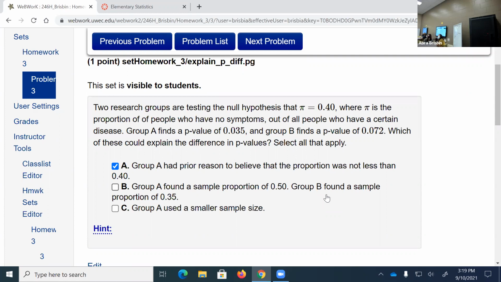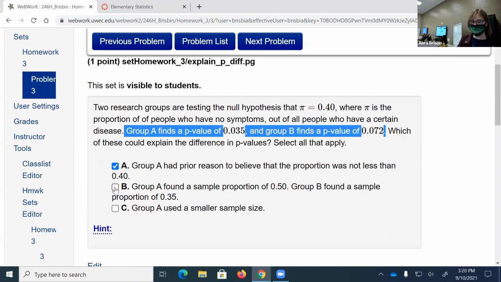Right. Yeah, the bigger the difference, the stronger the evidence. So we would expect group A to have stronger evidence, and that agrees with what we saw. So option B is also a valid possible reason for what we're seeing in these p-values.